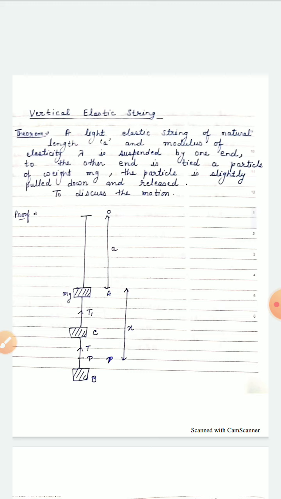So the statement of the theorem is, a light elastic string of natural length a and modulus of elasticity lambda is suspended by one end. To the other end is tied a particle of weight mg. The particle is slightly pulled down and released to discuss the motion.